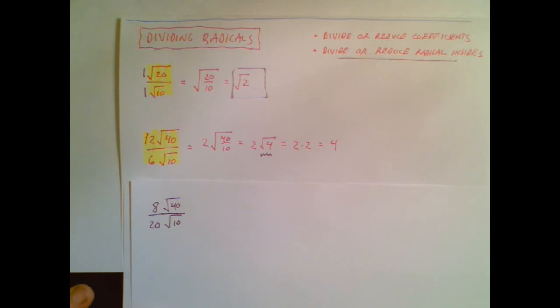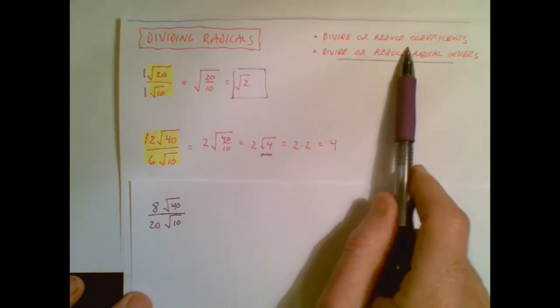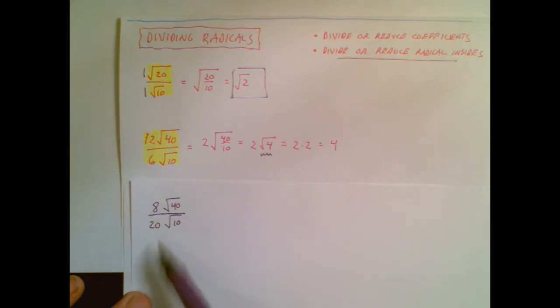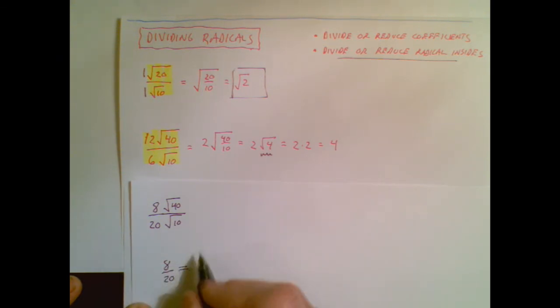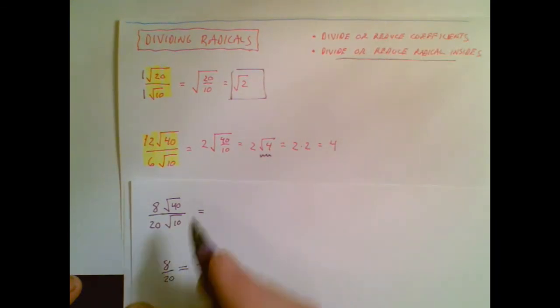And finally, to end this video, I'm going to take this same problem and I'm going to rewrite it with slightly different coefficients. Up here on the bullet points, it says we divide or reduce the coefficients. So 12 divided by 6 gave us the 2, but you'd say, well, 8 doesn't divide evenly by 20, but you can reduce 8/20ths. You would say back in the day, what number divides evenly into 8 and 20? In this case, the best number is 4. 4 divides into 8 twice. 4 divides into 20 5 times. So I end up with 2/5. So 8 over 20 reduces to 2/5.